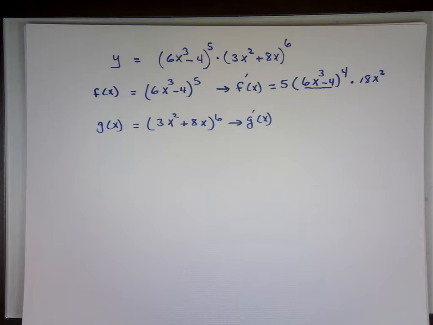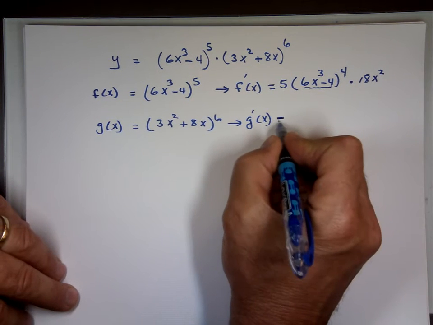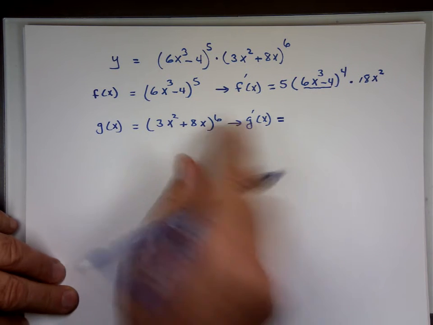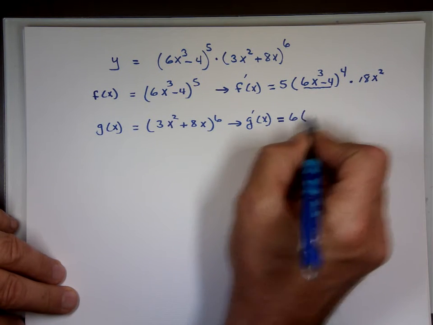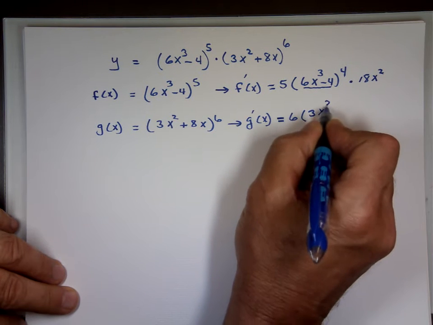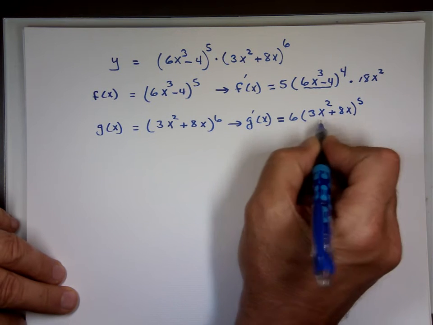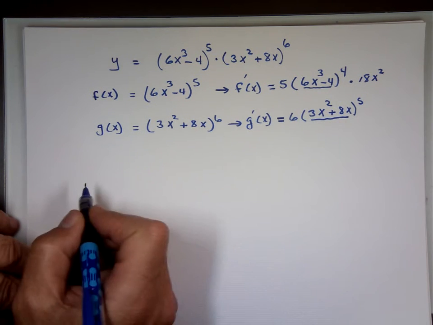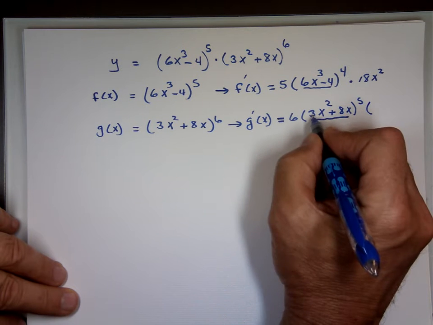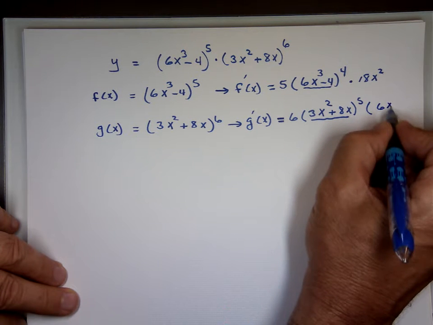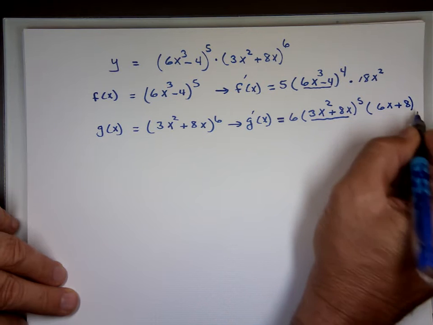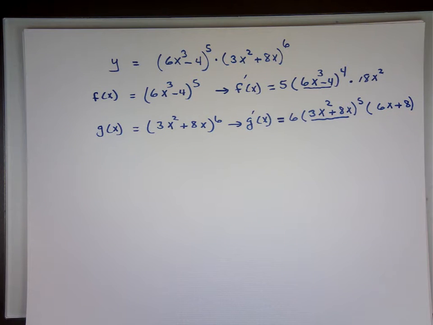The next one, what's G prime? Take the power, move it to the front, subtract 1 from the power, times the derivative of what's on the inside, which is what? 6x plus 8. Once I have F and F bar, G and G bar, I can find the answer, the derivative.